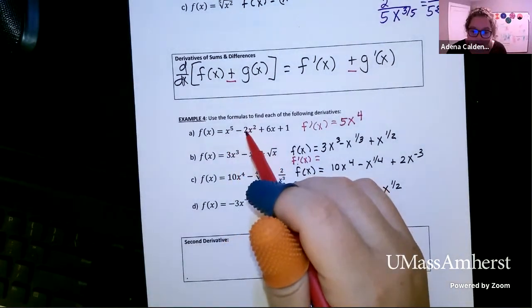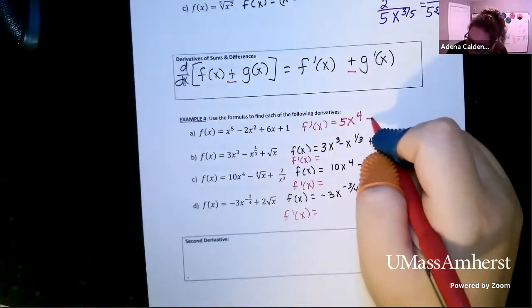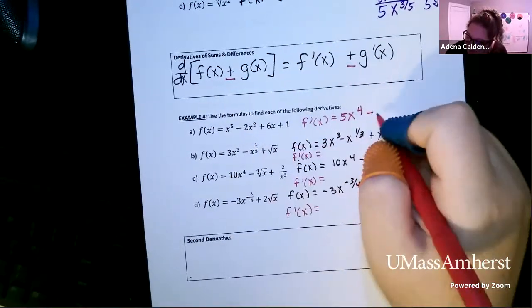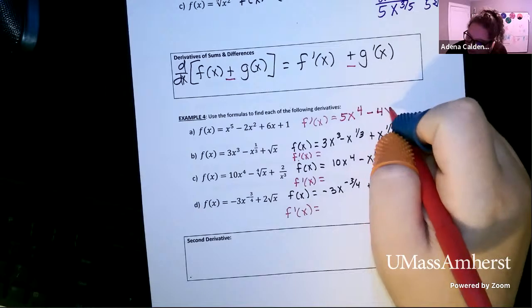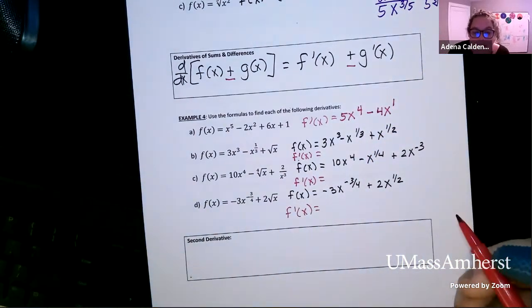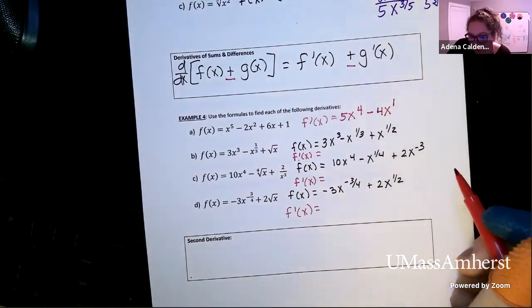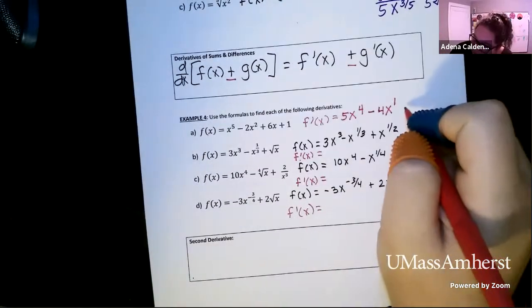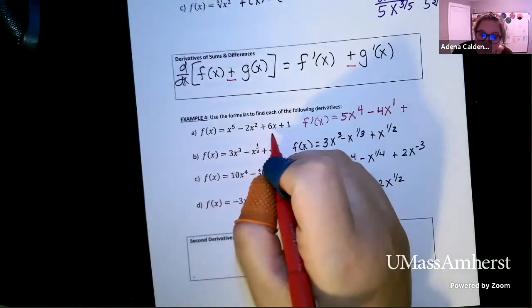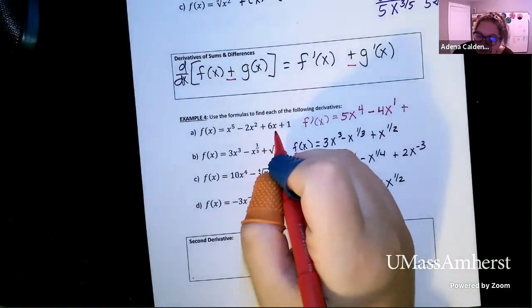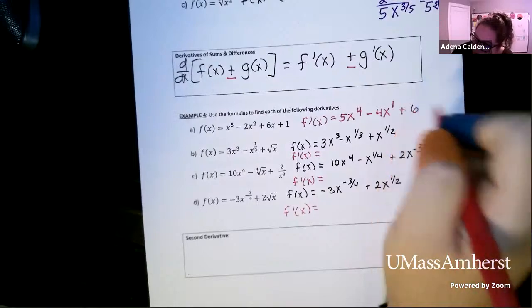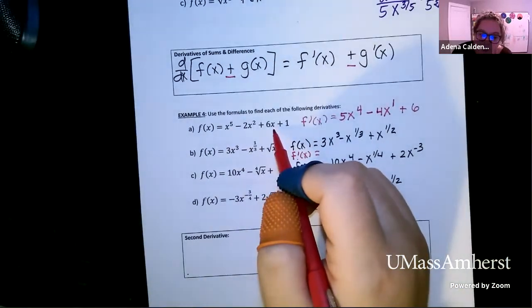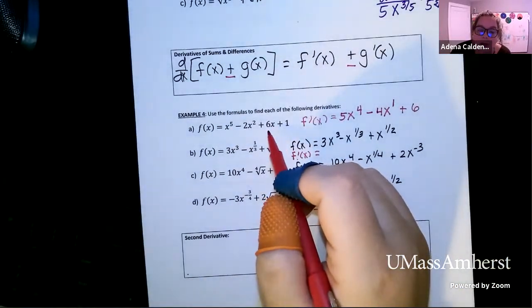The second term has this constant multiple here. So when the 2 comes down, it multiplies the 2 in front. And I get 4x to the 1 power. Again, you can write the 1 power. You don't have to. It's up to you. The next term is a linear term. So remember, if you have 6x, the derivative is just going to be 6. So when you have a number times the variable, the derivative is just that number.